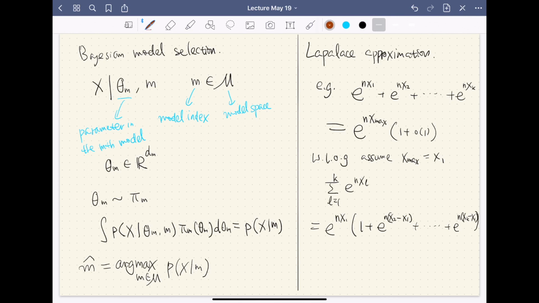Okay? Now observe that these numbers are all negative because x1 is the largest one, right? Therefore, they should be exponentially small as n goes to infinity. Okay? These terms go to 0 very fast. Therefore, the only term that matters asymptotically will be the first term. Okay, that's the general principle of Laplace approximation: just approximate the sum of exponential functions by the largest term.